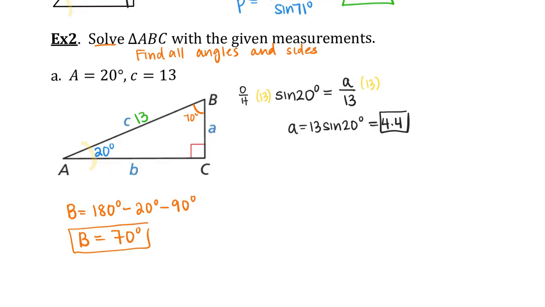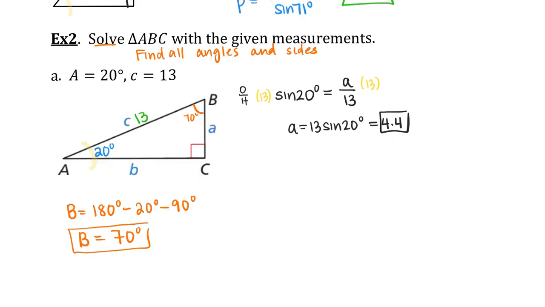Now there's a couple ways you could get B. I could do another trig function with B, or I could use the Pythagorean theorem with B. Both ways, I will get the same answer. If you prefer trig, I would probably do the cosine of 20 is b over 13 and solve it that way. If you prefer Pythagorean theorem, then you would do that. I'm going to do Pythagorean theorem just to show you.